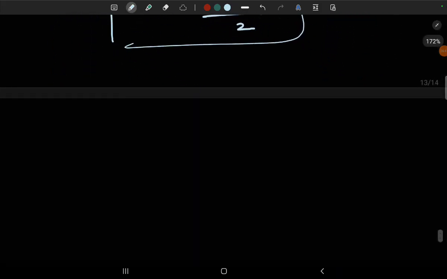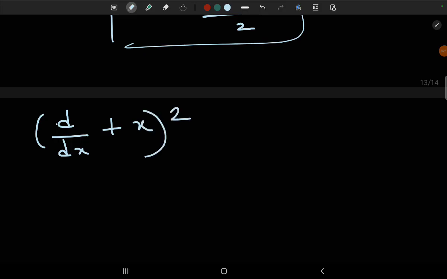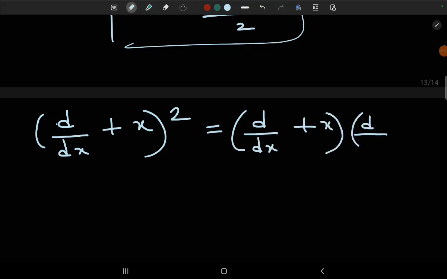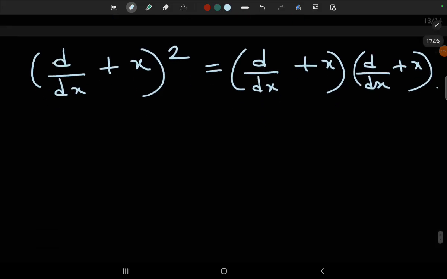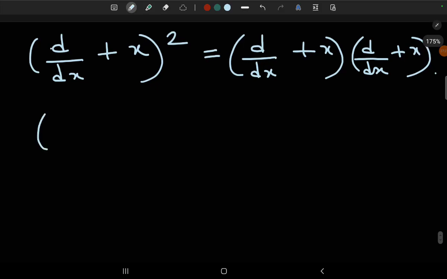Now let us discuss an interesting case, the composite operator (d/dx plus x) whole square. If we have such an operator, how do we deal with it? Because this operator is actually (d/dx plus x) into (d/dx plus x), right? What I am trying to convey to you is actually the algebra of these operators. How does the algebra work? We shall go back to your basic simple algebra of (a plus b) whole square.